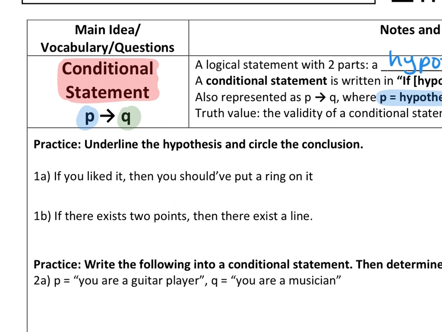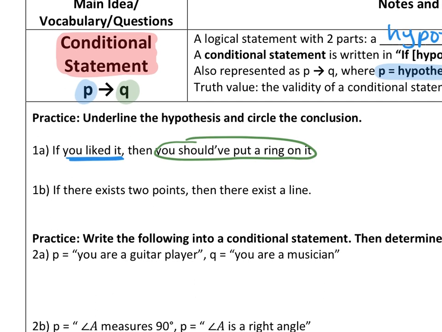Number one, if you liked it, then you should have put a ring on it. This is a conditional statement because it starts with the word if. Then we have a hypothesis, if you liked it. The second part starts with then, and then it says you should have put a ring on it, which is the conclusion. So we have our hypothesis, the cause, and we have our conclusion, the effect. But in between the hypothesis and the conclusion, we should see the words if and then.